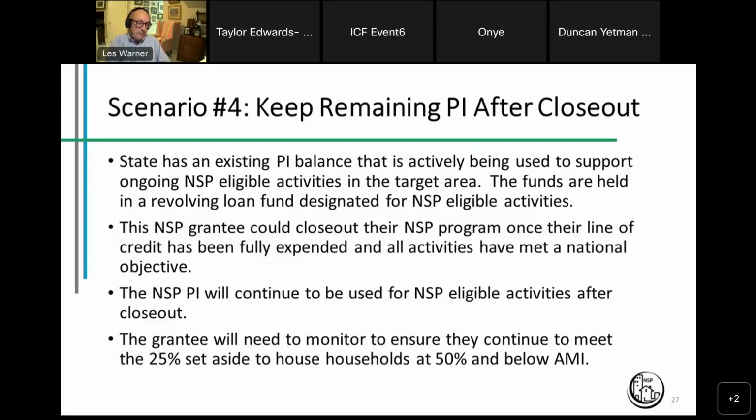And then our fourth scenario, and I do know of at least one state that is in this scenario, they have looked at this. In the case I'm thinking of, they actually set up a revolving loan fund specifically with their NSP program income. And so they're continuing to fund activities following all the NSP requirements. And that's something that they see a continued need for and want to keep their NSP funds available for. So they are able to close out NSP itself, but keep their program income balance and continue then to market and expend these following the NSP requirements.